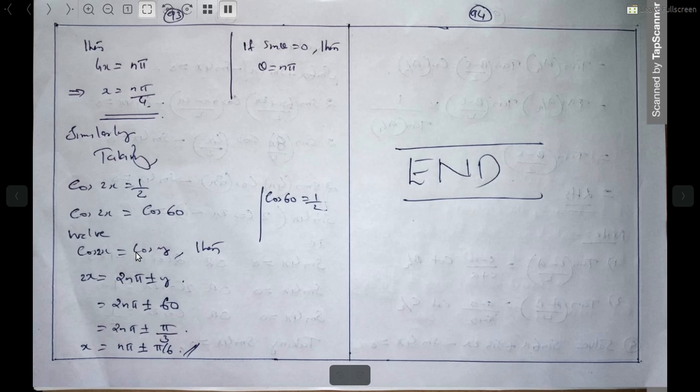So cos 2x is equal to cos y. By the cos x equal to cos y formula, 2x is equal to 2nπ plus or minus y. Here y is equal to 60 degrees. 60 degrees means π/3. So x is equal to nπ plus or minus π/6. Here it was 2x, so when this 2 is transposed to the right side, the 2 cancels. So finally this is the answer, and hence we can prove this question.